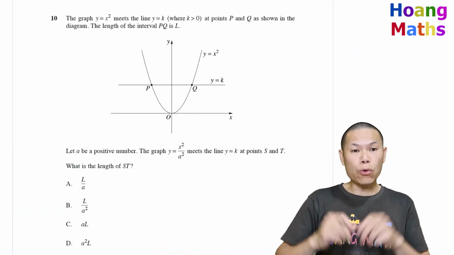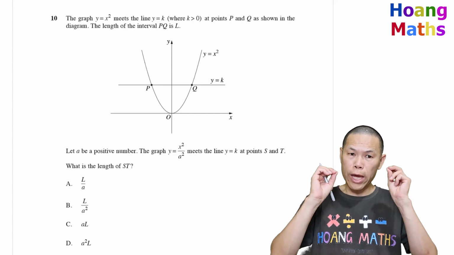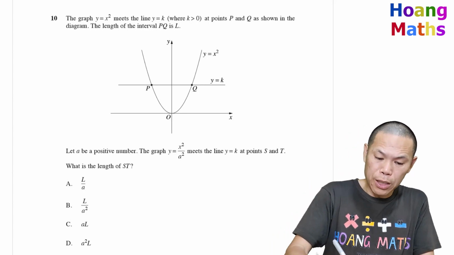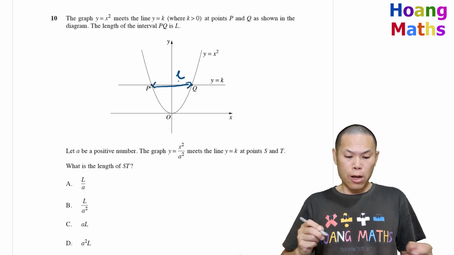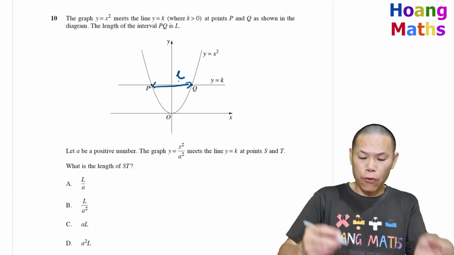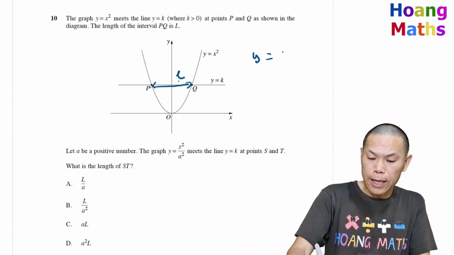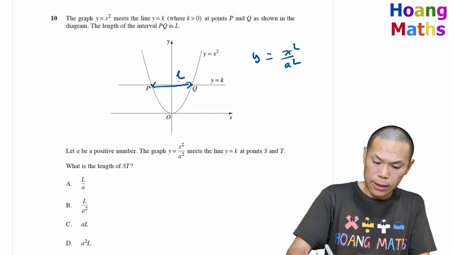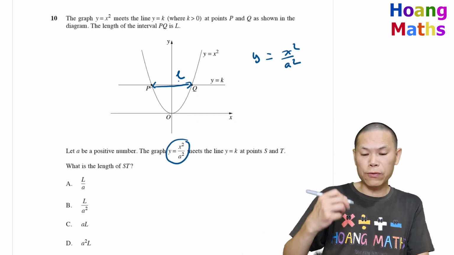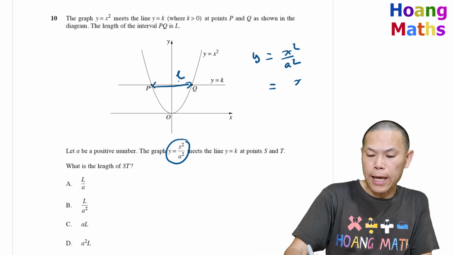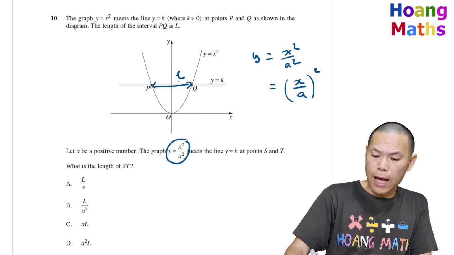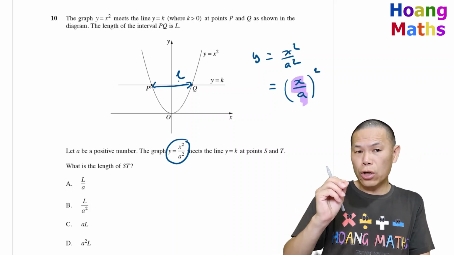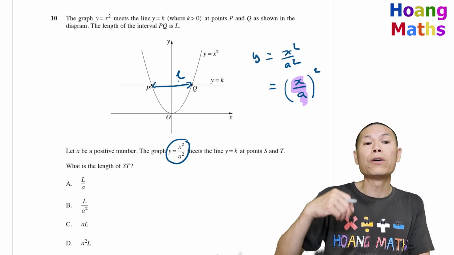Question 10. So the graph given is y equals x squared. And the length of PQ is L. Okay, so keep that in mind. From here to here is L. So now the graph has been transformed. y is x squared over a squared. See, x squared over a squared. It has been transformed. So this is exactly the same as x over a, all to the power of 2. So in other words, because it's x over a, it is a horizontal dilation with a factor of a.